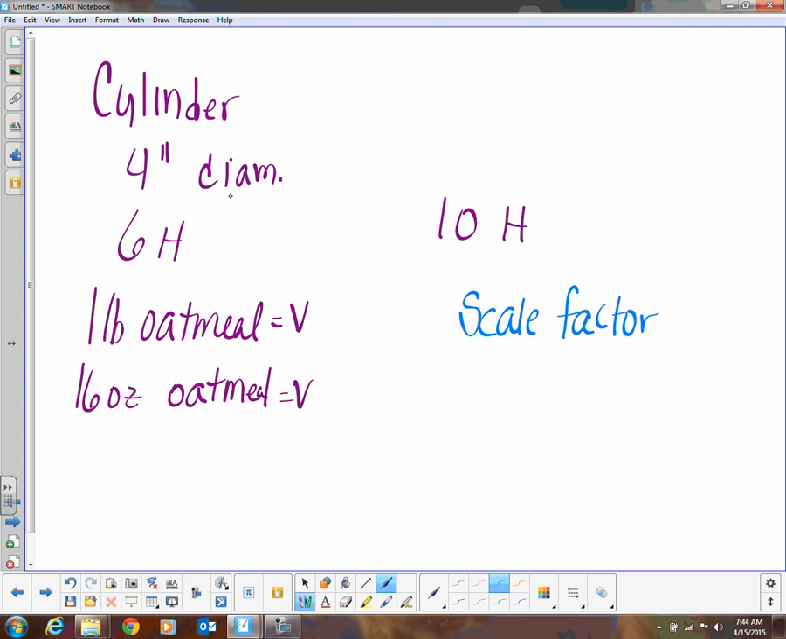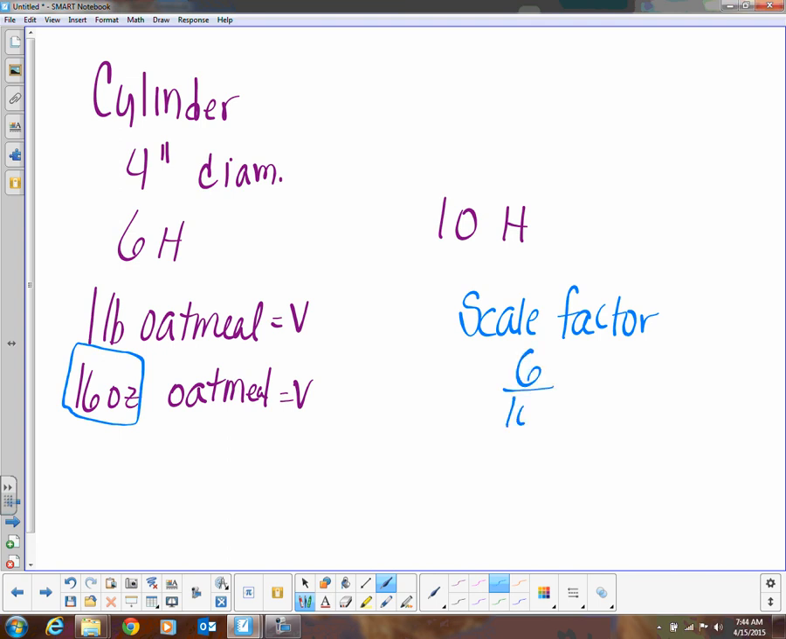Well, but wait a minute. They told us the volume of this little one is 16 ounces. But is that not a volume measurement? When you drink a soda, doesn't it tell you how many ounces you're drinking? Okay, so this 16 ounces is volume. Watch. What's the scale factor?